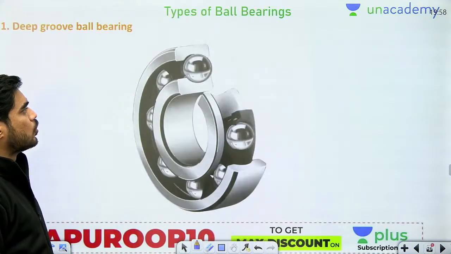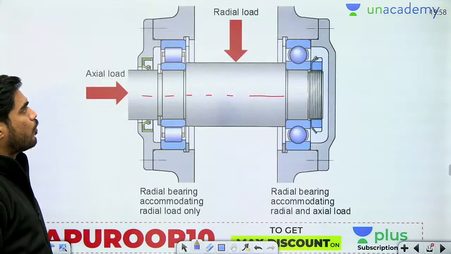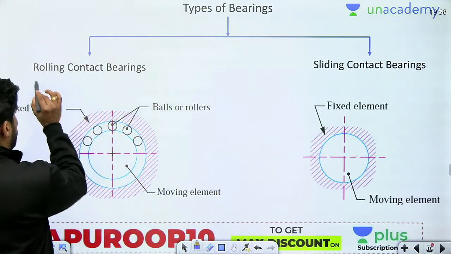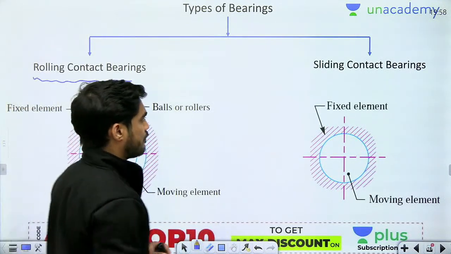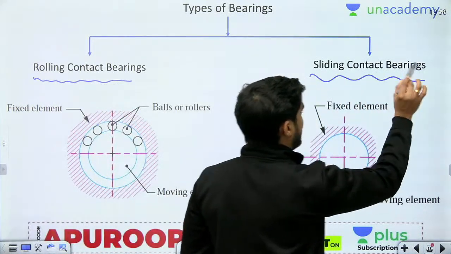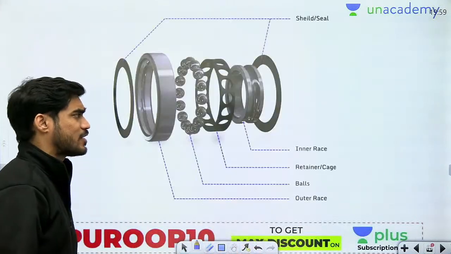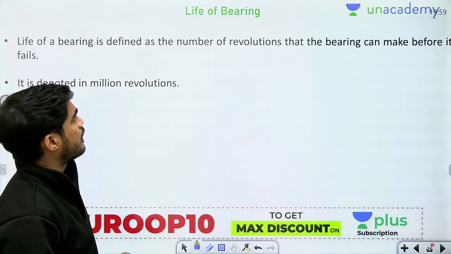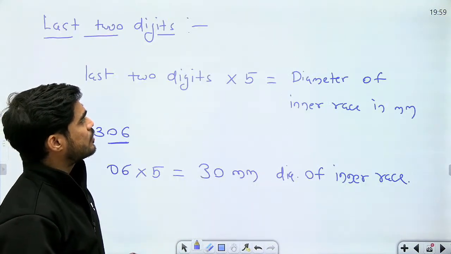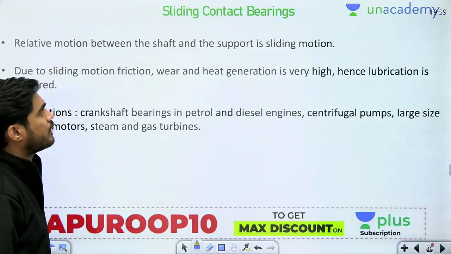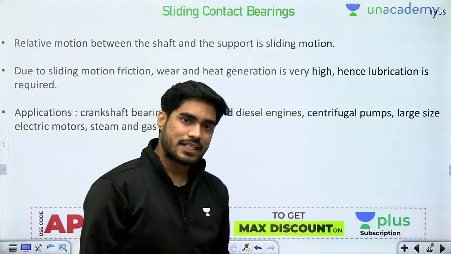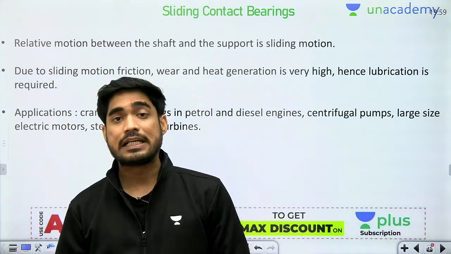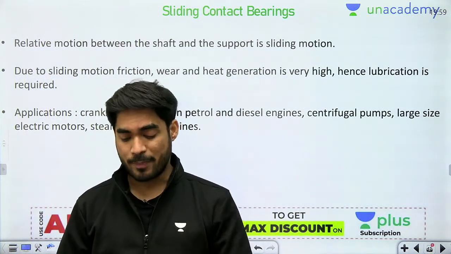Now let's move on to the design of ball bearing, sorry, sliding contact bearing. We have already seen the design of rolling contact bearing. Now we will move on to the design of sliding contact bearing, and the design process of sliding contact bearing is completely different from rolling contact bearing. Why? Because in case of sliding contact bearing, the friction is very high, the heat generation and the wear and tear are very high, so you need proper lubrication.